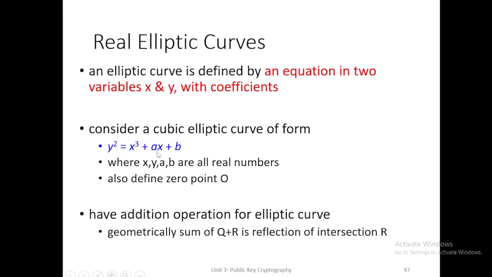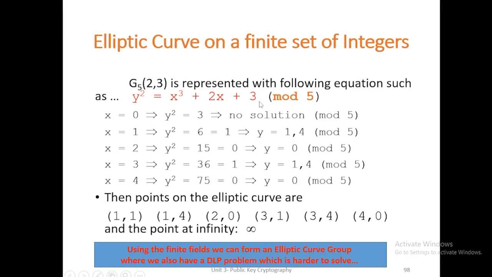The basic formula for calculation of elliptic curve points is y squared equals x cube plus ax plus b. This is the generalized equation. In this equation, x, y, a, b are real numbers, and the equation is framed with the points x and y and the coefficient values a and b. We may also use some operations on an elliptic curve. It is possible. So let us take an example.